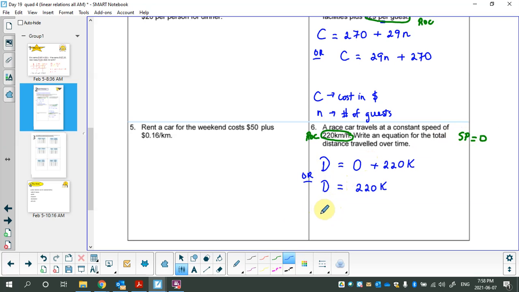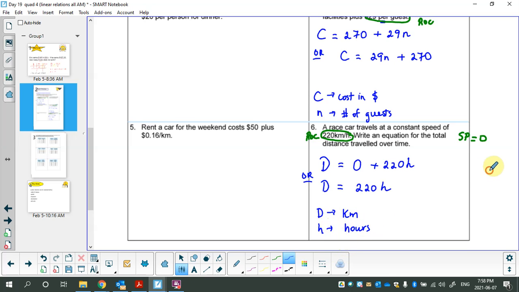Now, what did I forget? I forgot to tell you what these things are. So D, I'm going to use an H for hours, not K for hours. D is the number of kilometers, and H is the number of hours.